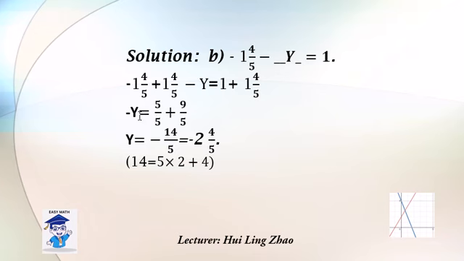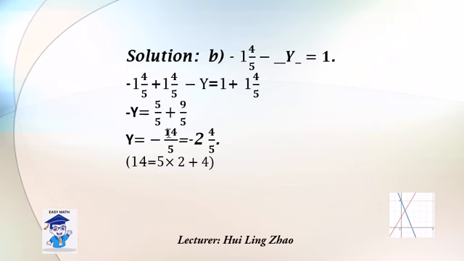And for the left side, there's still negative y, and the right side is 1, we can change into 5 over 5, and the 1 and 4 over 5, we can change to 9 over 5. So the right side is 14 over 5, right? But the left side is negative y. So we multiply both sides by negative 1, right? So the left side becomes positive y, right? And the right side is negative 14 over 5.